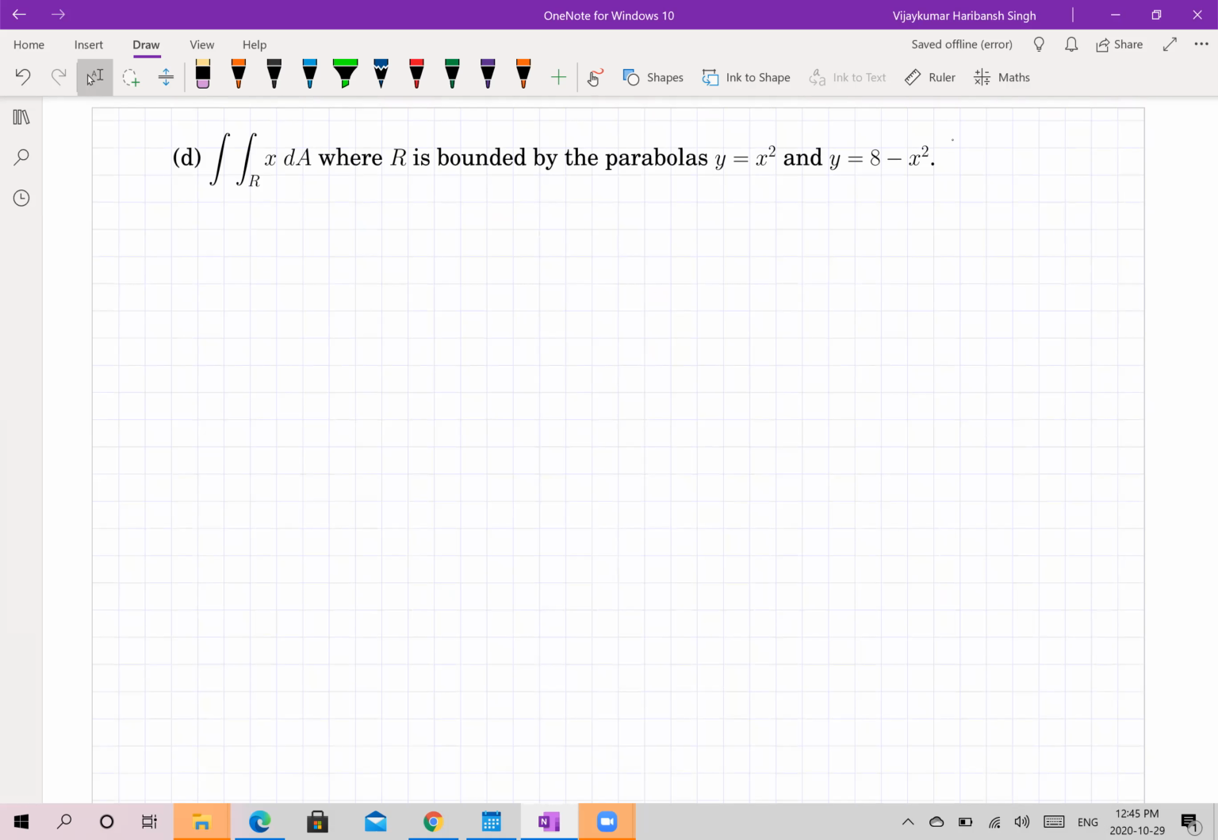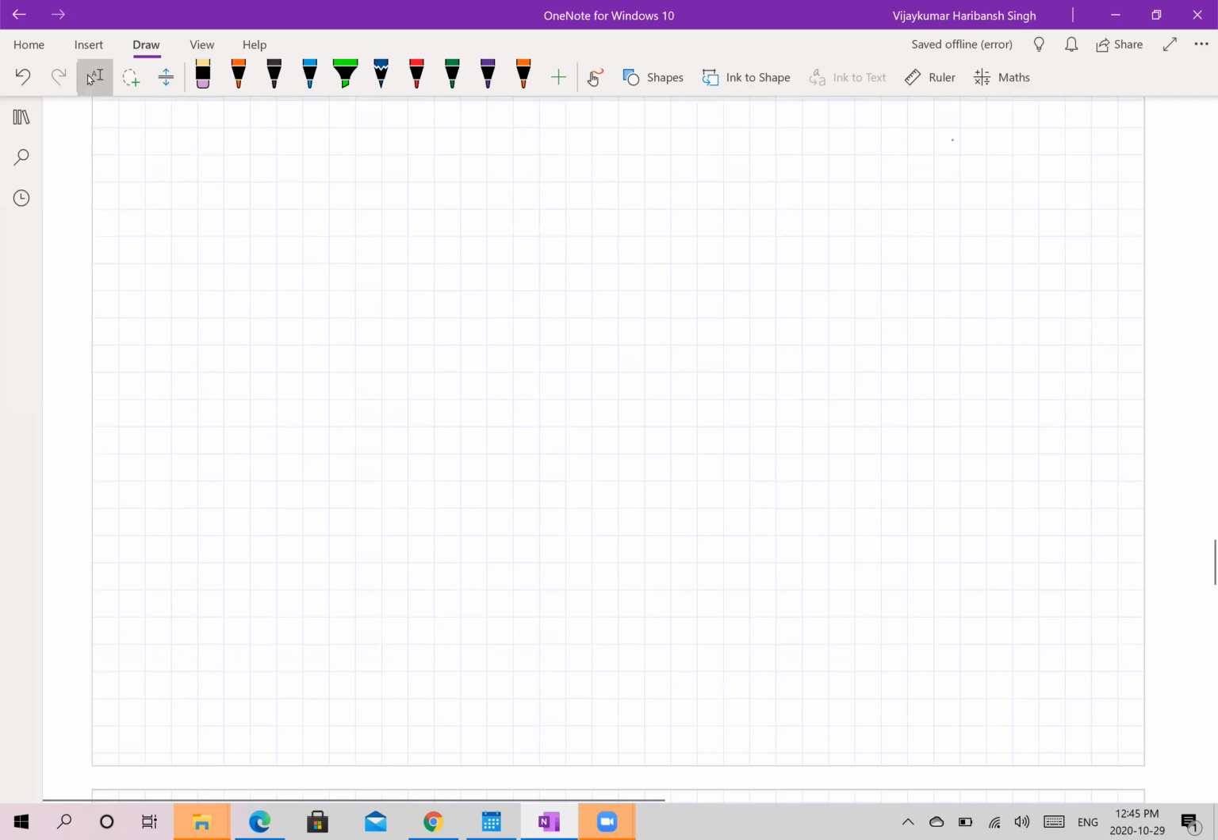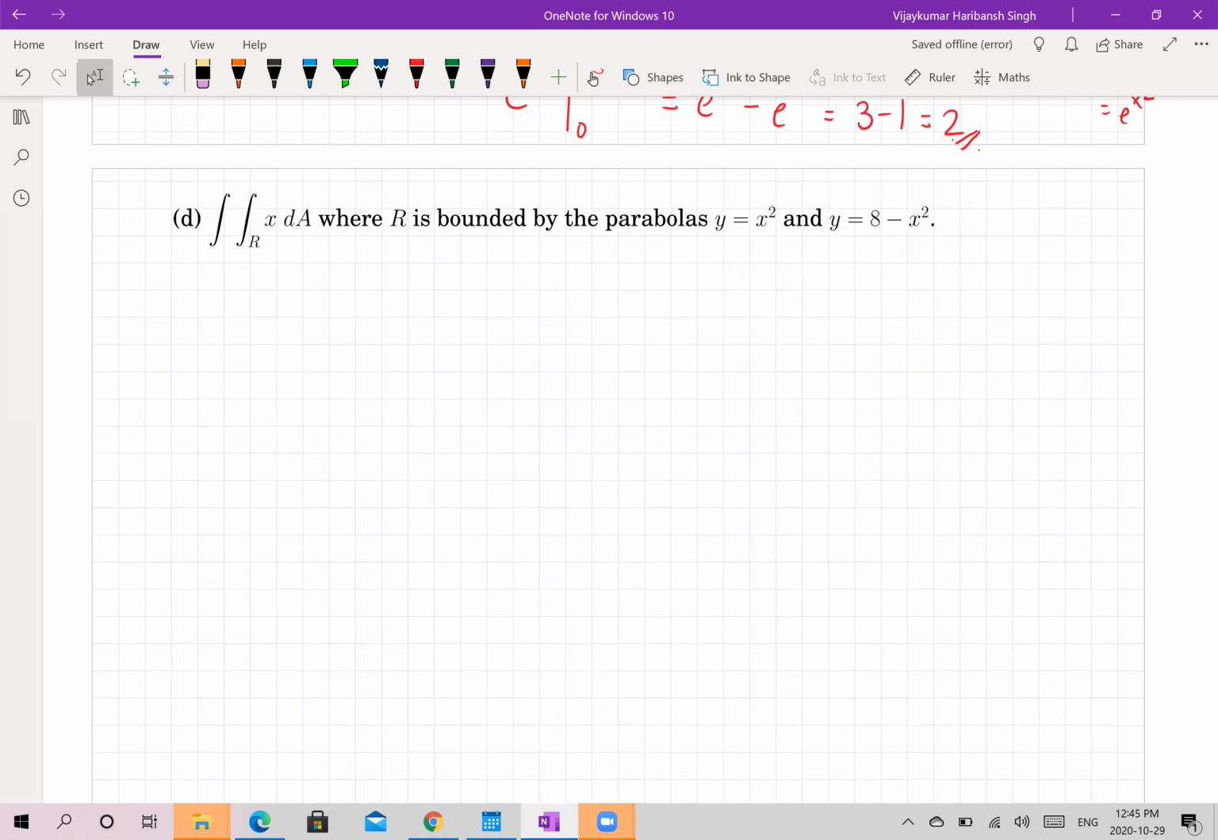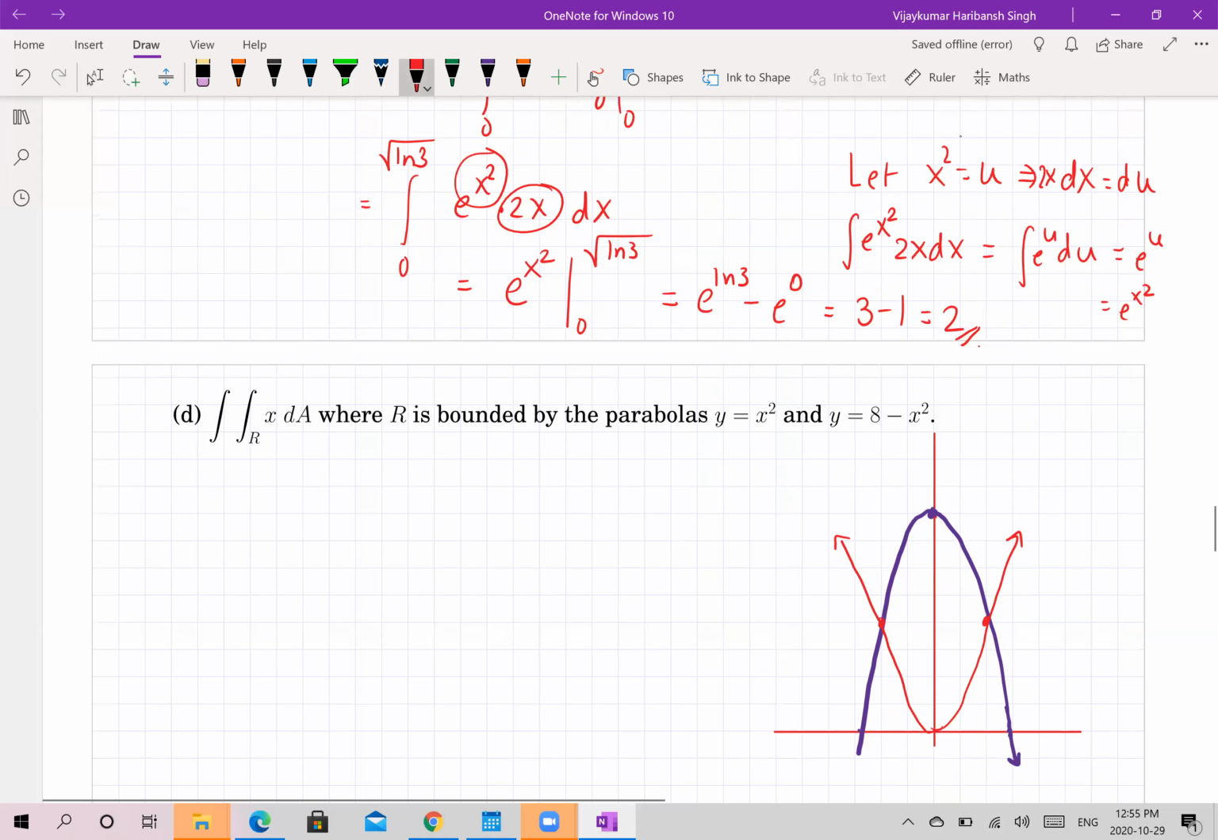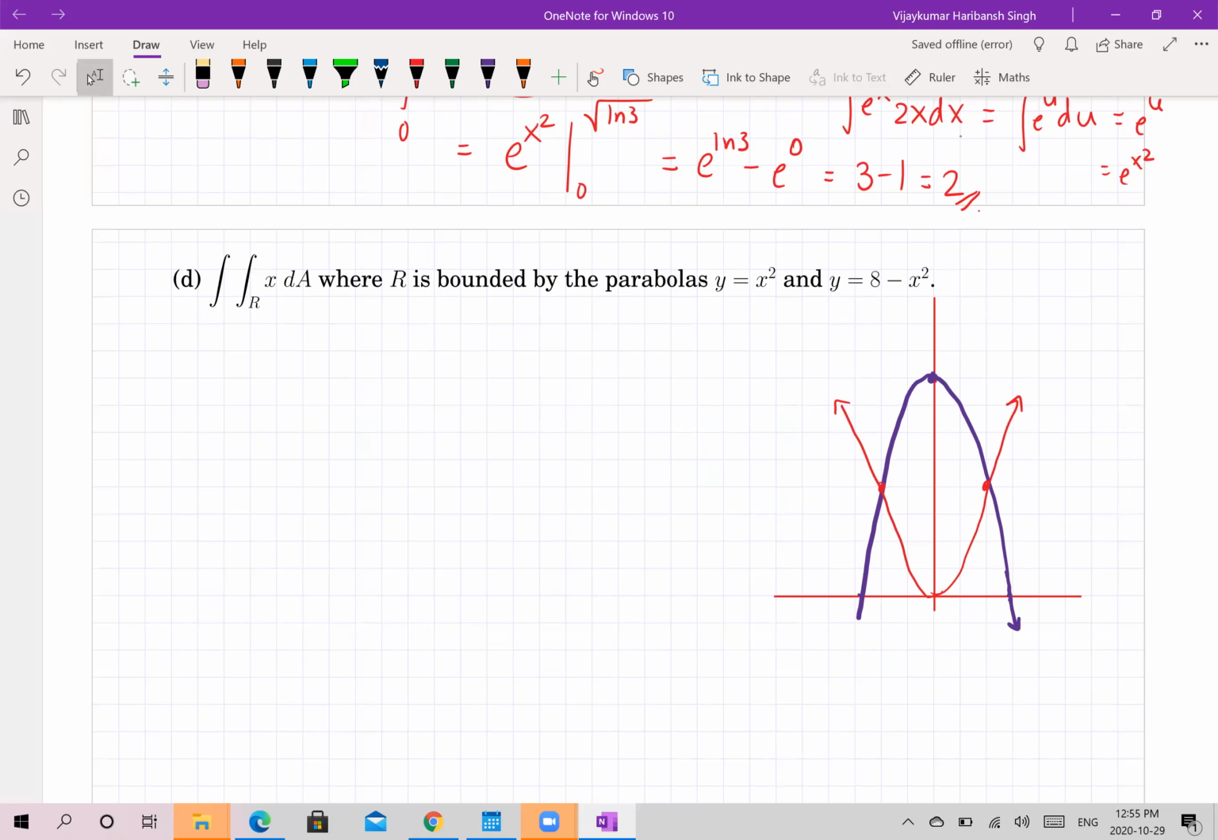So consider the following. Let R be the region bounded by the parabolas y equals x squared and y equals 8 minus x squared. So let's draw this region first. This is how your region R looks. Your region R is bounded by the parabolas y equals x squared, which is this parabola here, and y equals 8 minus x squared, which is the parabola here. So you're integrating over region, this is your region D.